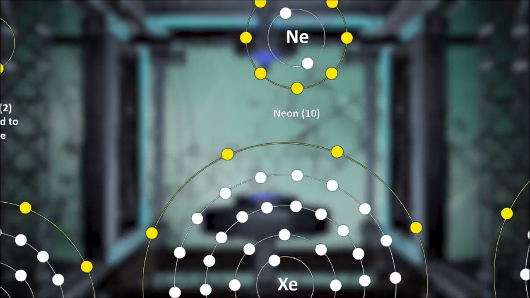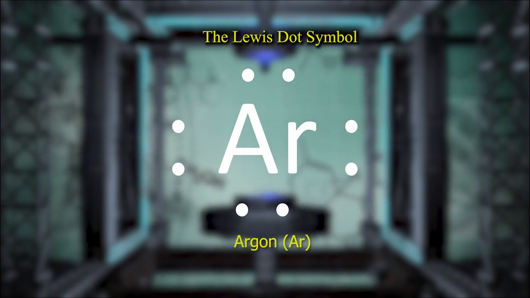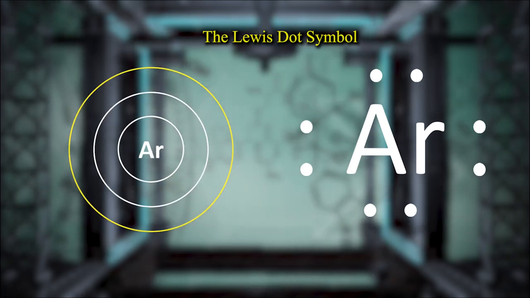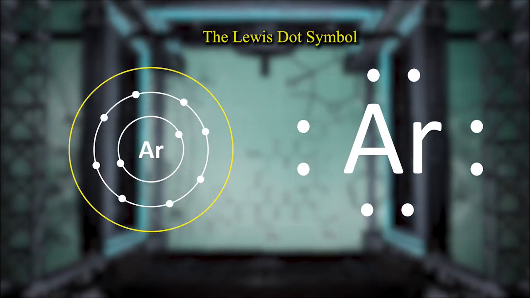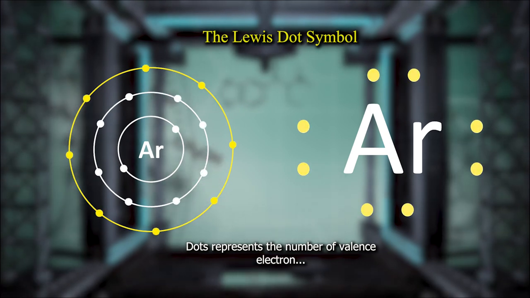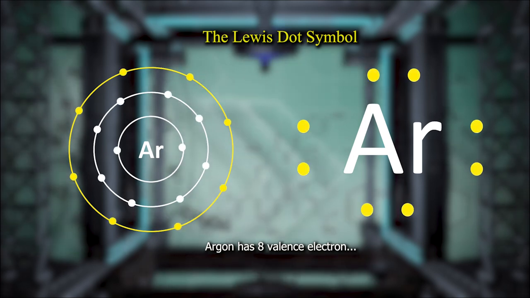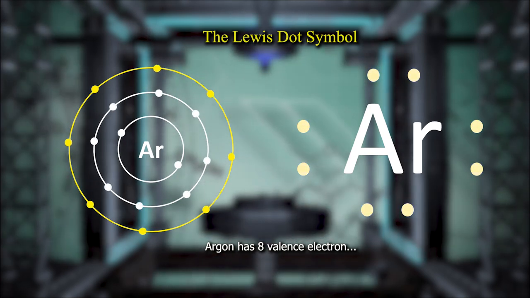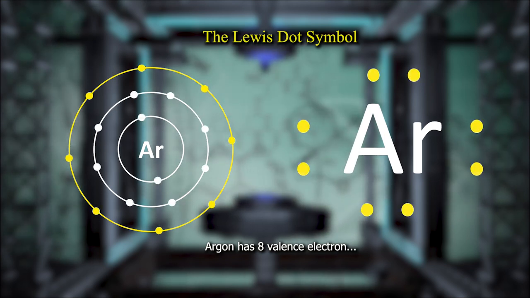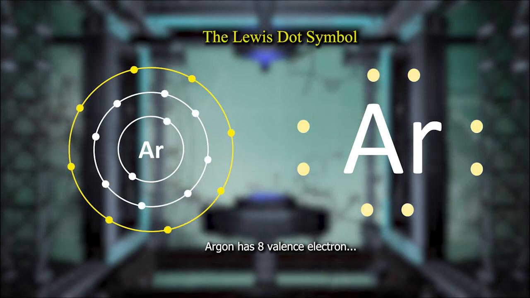The structure on your screen is a Lewis symbol for the element argon. A Lewis symbol consists of dots positioned around the symbol of the element. The number of dots represents the number of the atom's valence electrons. Argon belongs to group 8A, so it has 8 dots equally distributed around its symbol, showing a very stable configuration of an atom, as the octet rule proposes. Look at how balanced the structure is.